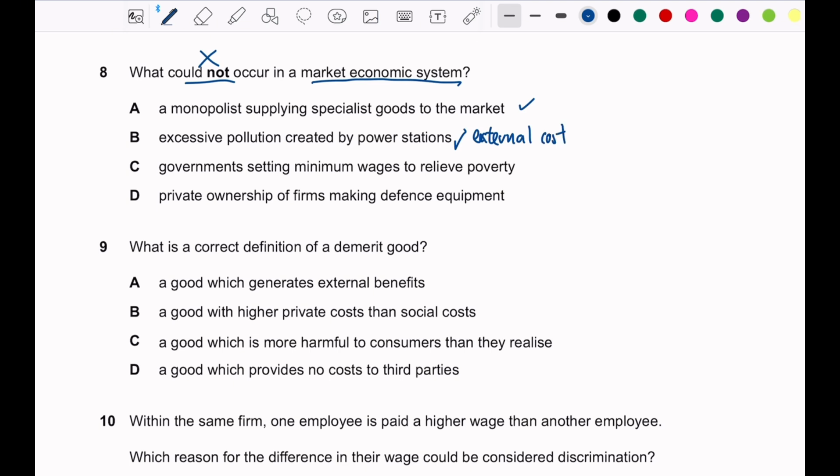C, government setting minimum wages to relieve poverty. No, so this is the answer. Because in a market economy system, there is no government intervention. D, private ownership of firms making defense equipment. Yes.